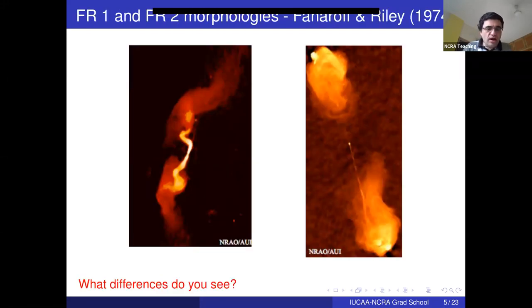Okay. So now we come to a very, very important and fundamental classification of radio galaxies, which are referred to as the Fanaroff and Rayleigh classes. There are two types, FR1s and FR2s. These were first written about in a seminal paper by Fanaroff and Rayleigh in 1974.